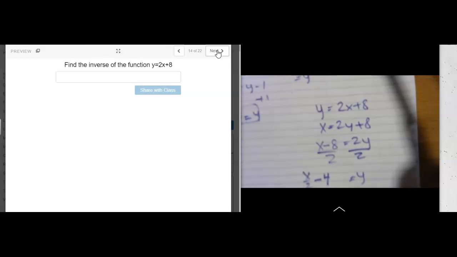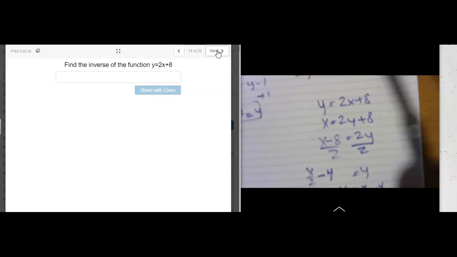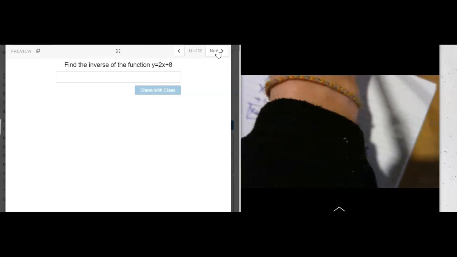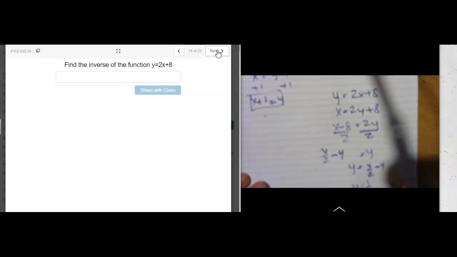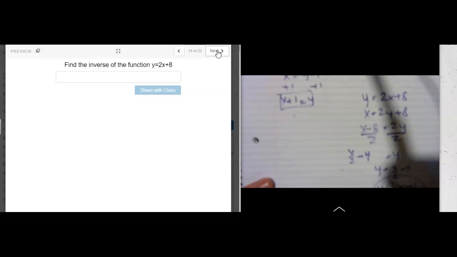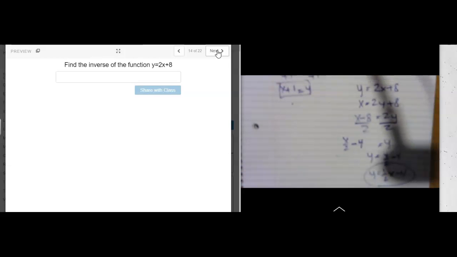So we read it this way. Y equals x over 2 minus 4, which is the same as y equals 1/2 x. I don't know if you can see that. So you're going to have y equals 1/2 x minus 4. That's probably the way you want to write it. Okay? There you go.